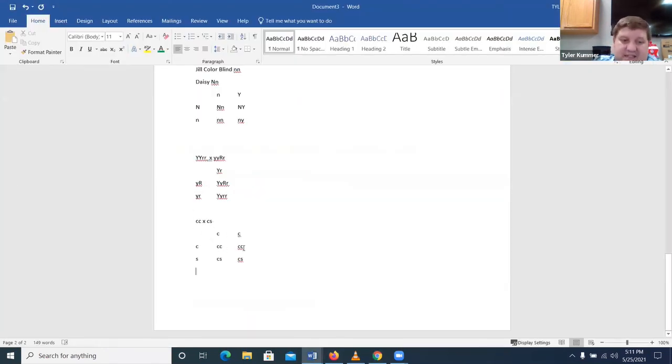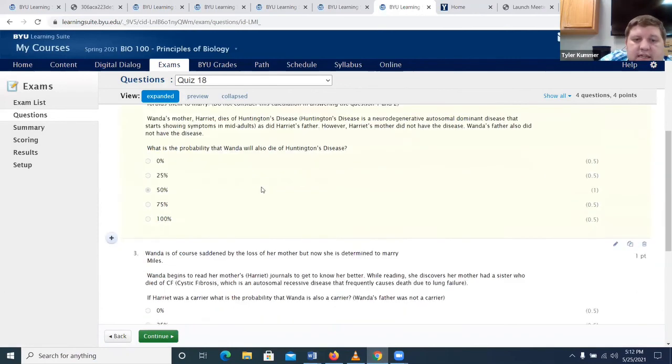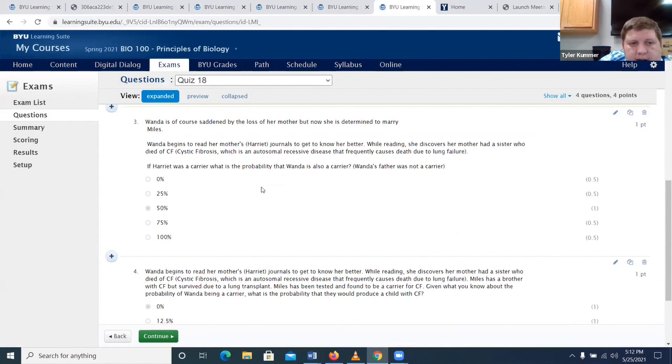So we can use this same Punnett square, right? We could just change this to be little h for her father, big H, little h for Harriet. The big H gives her Huntington's, and we'd still end up with a similar pattern here, right, of 50% here. So 50-50 whether Wanda gets Huntington's disease. All right, Wanda is of course saddened by the loss of her mother, but now she is determined to marry Miles. Wanda begins to read her mother's journals to get to know her better.